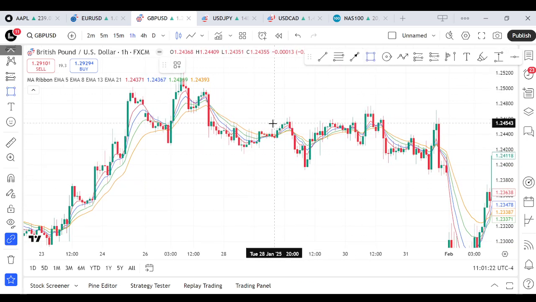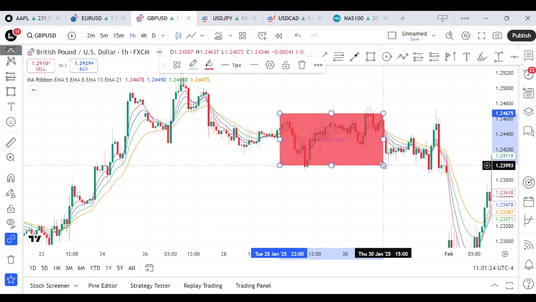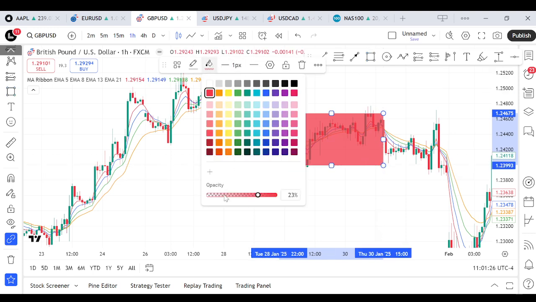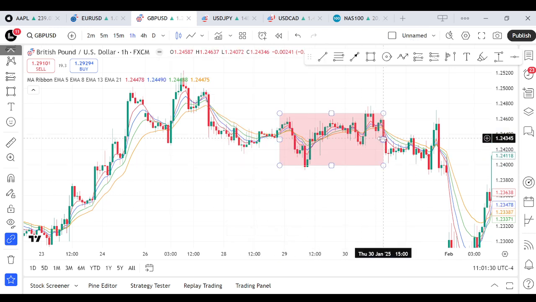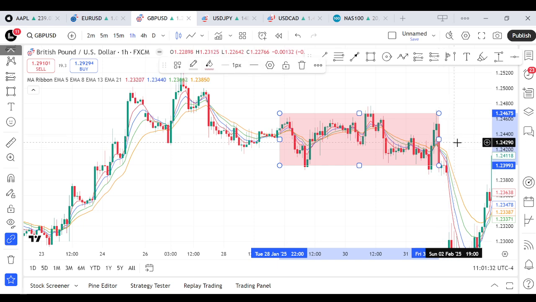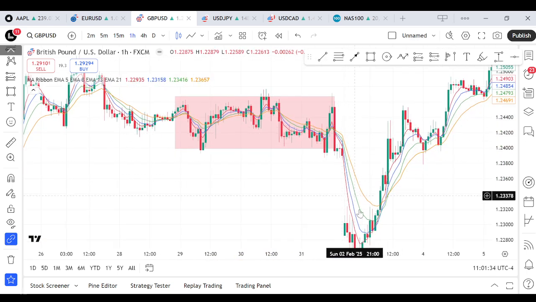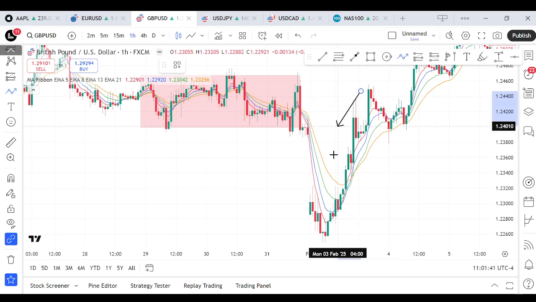As you can see here, this is a ranging market, and you can see how they are all intertwined right here. But here we see the stretching of all 4 EMAs moving in the same direction. They are well spaced, and this shows a strong bearish trend. So that is that for that.